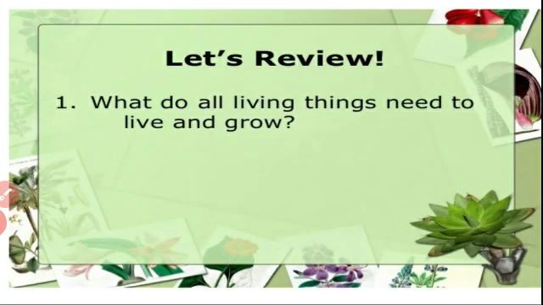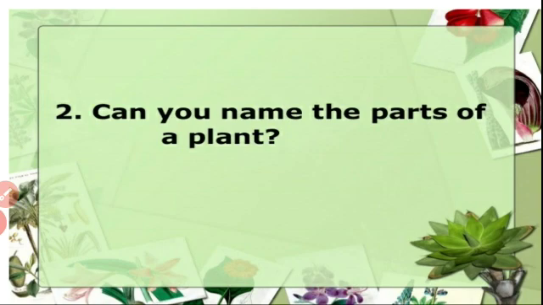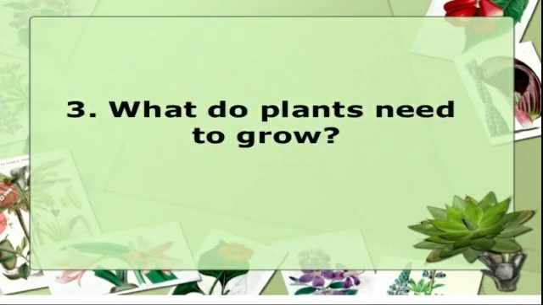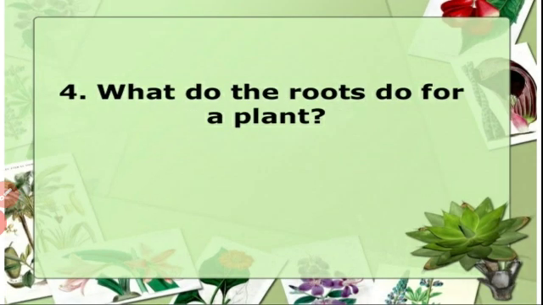Here are our review questions. What do all living things need to live and grow? All living things need food, water and air to live and grow. Second question. Can you name the parts of a plant? Root, stem, leaves and flowers. Third one. What do plants need to grow? Plants need sunlight, air, water, nutrients and minerals. What is the last question? What do the roots do for a plant? Roots hold the plant as well as absorb water and nutrients from the soil.